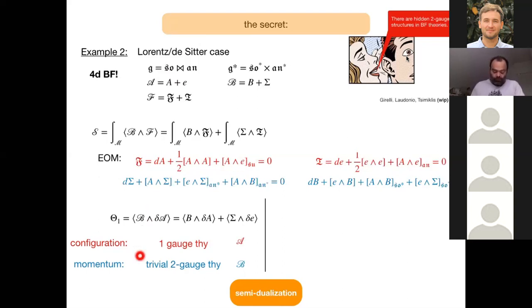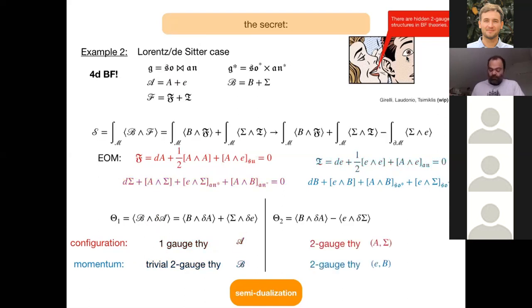And so I could do the usual BF formulation, so that my connection is just this guy. But then I can add a boundary term, I can change polarization. And in this case, I'm going to deal with a two gauge theory, A and sigma. And once again, now this guy is more complicated than before. That's because I got the kickback.